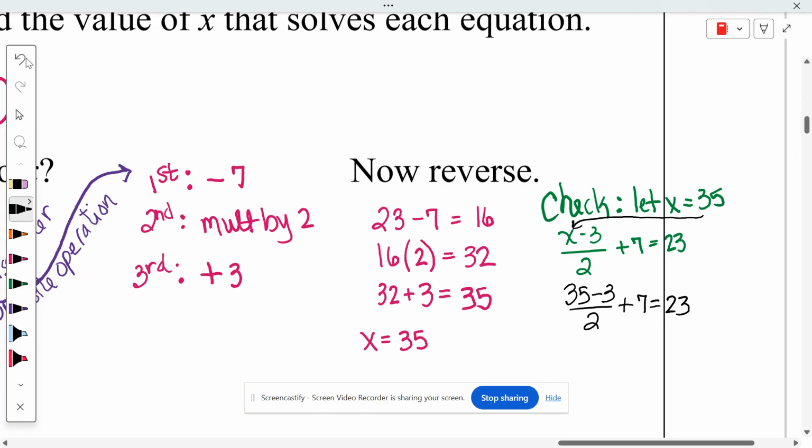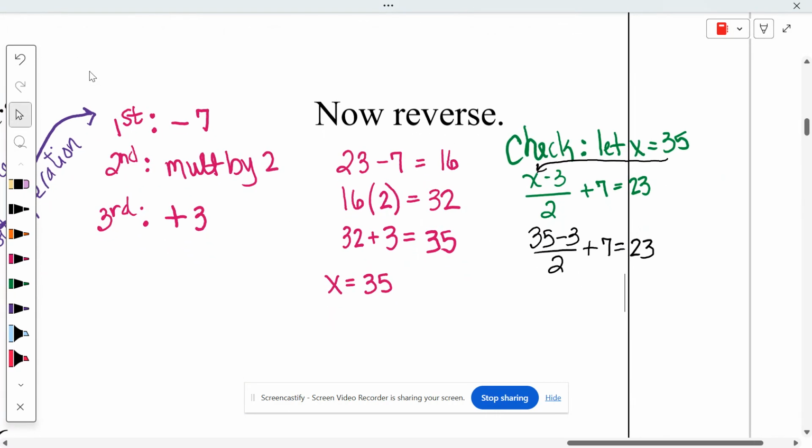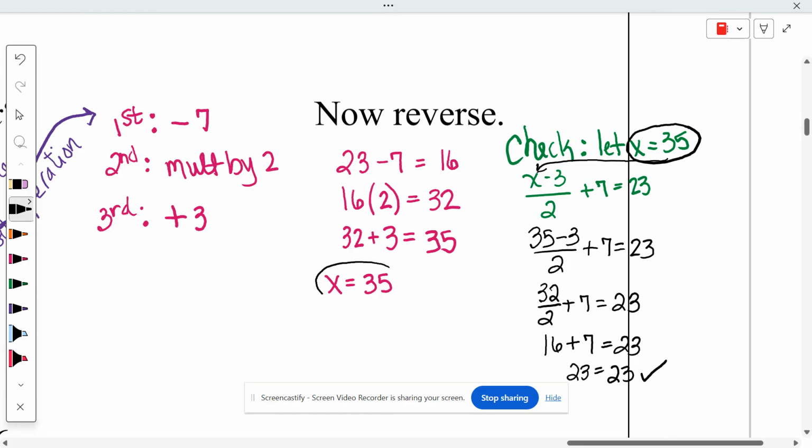When you do a check, you're just operating on one side. Whatever side has the variable, that's the side that you're manipulating. So what is 35 minus 3? Well, 35 minus 3 is 32. So I have 32 divided by 2 plus 7 equals 23. Well, 32 divided by 2 is 16. So I have 16 plus 7 equals 23. But what is 16 plus 7? Well, 16 plus 7 is 23. And when you end up with a statement that is true, 23 equals 23, you've completed your check, and you know that you solved your equation correctly. X does in fact equal 35.